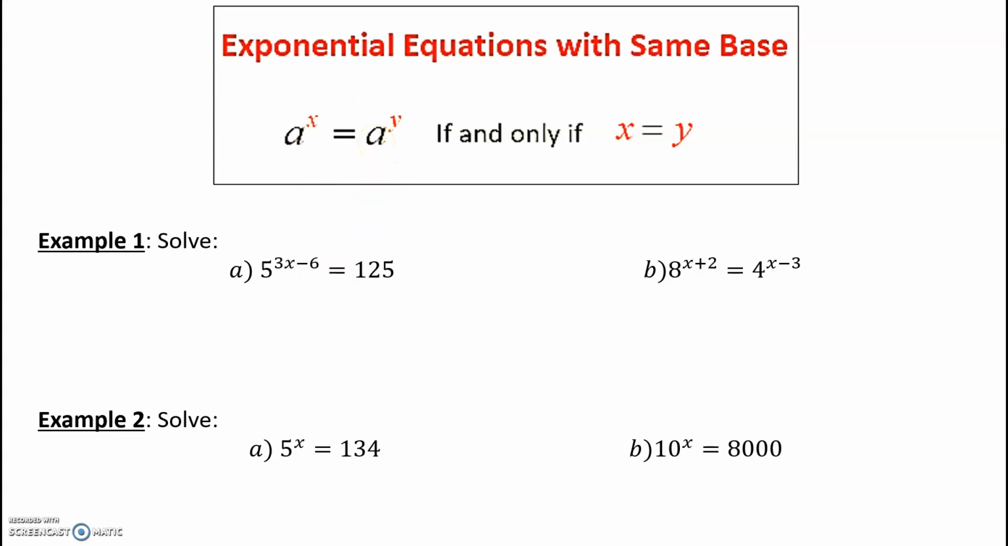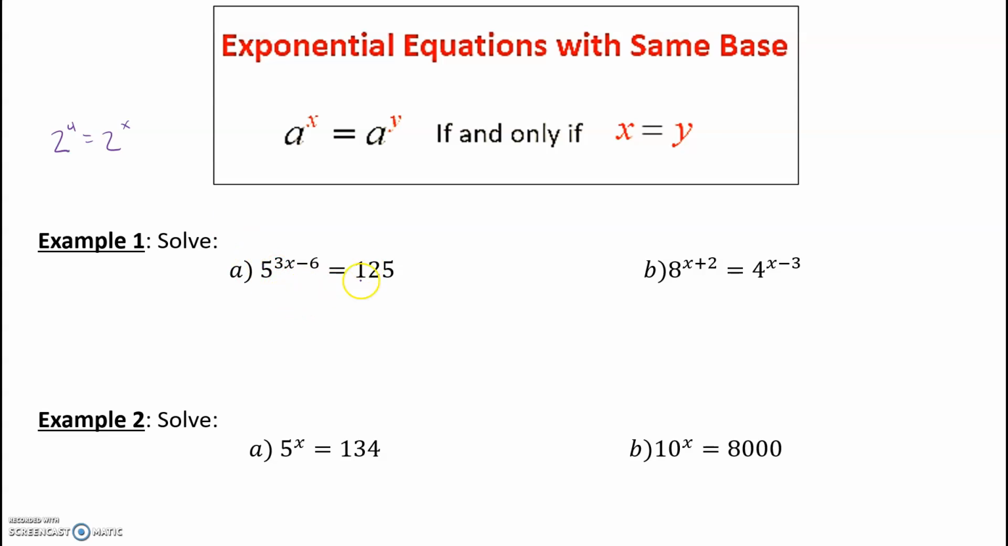The first way, and probably one of the easiest ways, is to get a common base. Because if your bases are the same, like if I had 2 to the 4th equals 2 to the x, you know x has to be 4. So if the bases are the same, you know the exponents have to be the same. So this is probably the easiest route to take, is to get a common base.